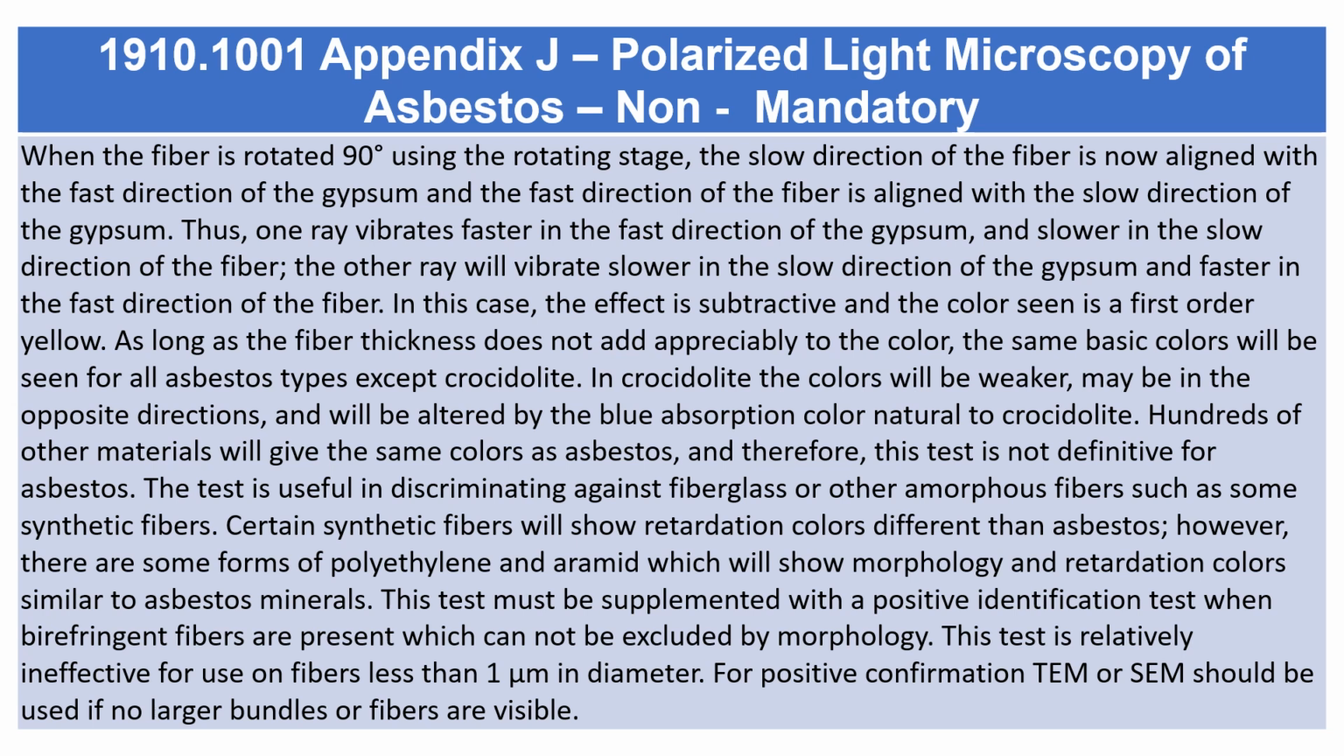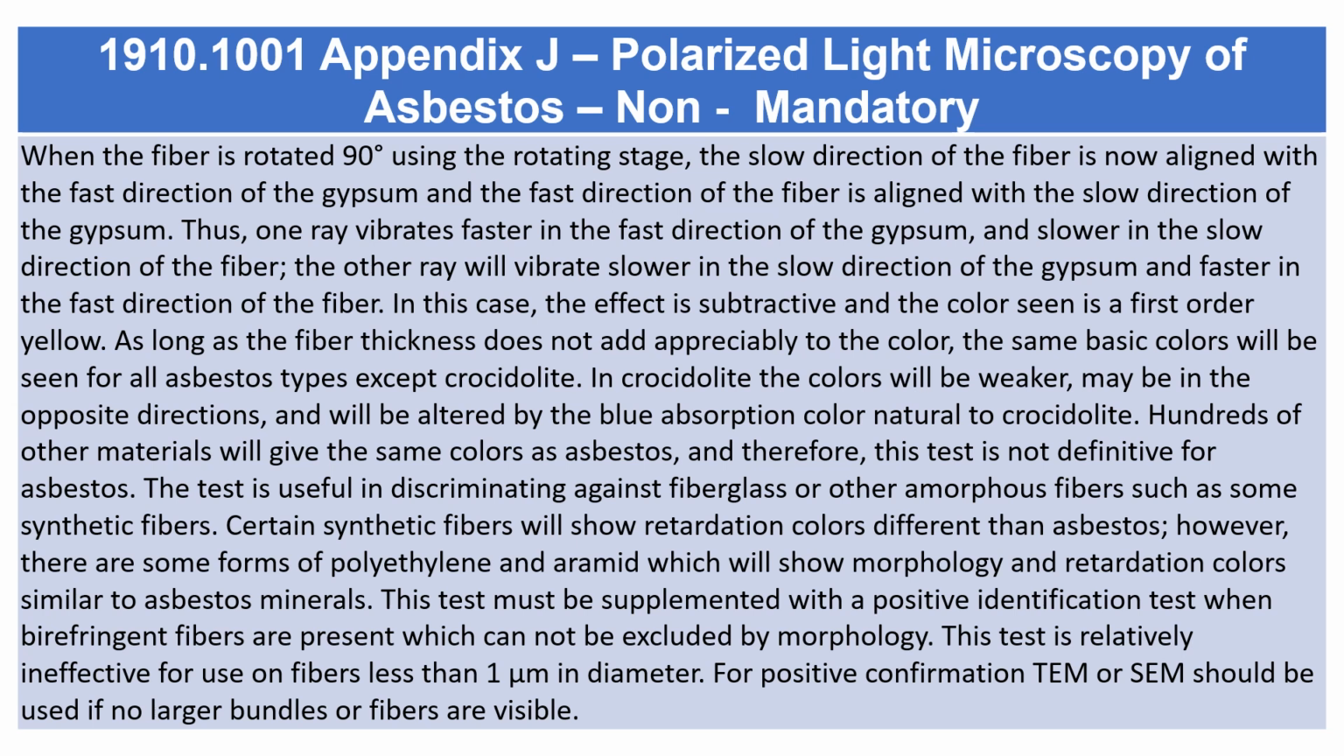As long as the fiber thickness does not add appreciably to the color, the same basic colors will be seen for all asbestos types except chrysotile. In chrysotile, the colors will be weaker, maybe in the opposite directions, and will be altered by the blue absorption color natural to chrysotile. Hundreds of other materials will give the same colors as asbestos, and therefore, this test is not definitive for asbestos. The test is useful in discriminating against fiberglass or other amorphous fibers such as some synthetic fibers. Certain synthetic fibers will show retardation colors different than asbestos.